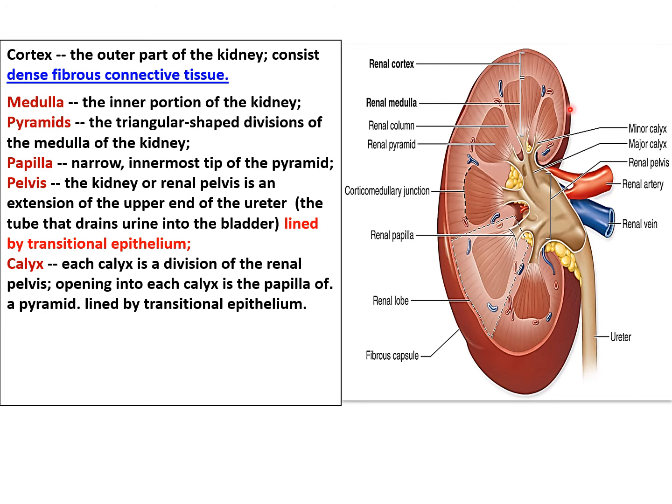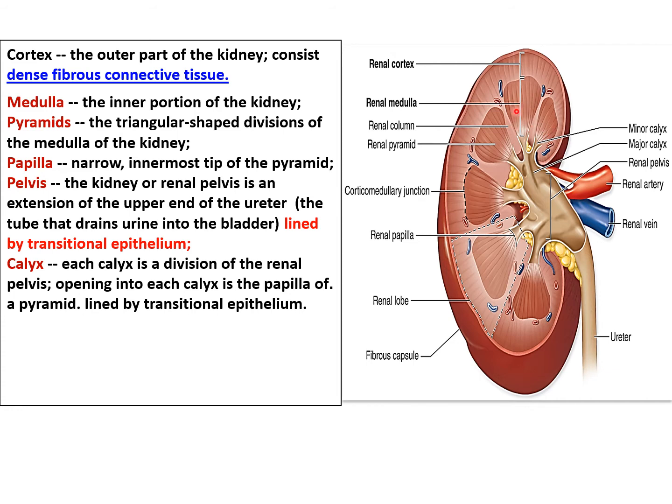The first part is called the cortex, which is the outer part of the kidney. It consists of dense fibrous connective tissue. This is the cortex. In the inner portion of the kidney, this is the medullary region or medulla region.